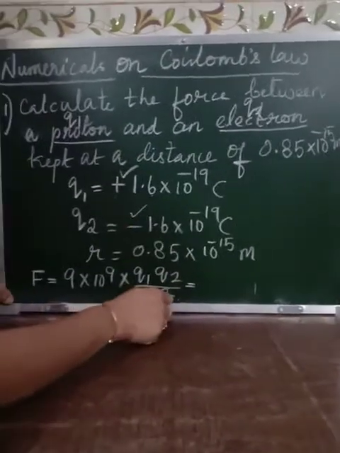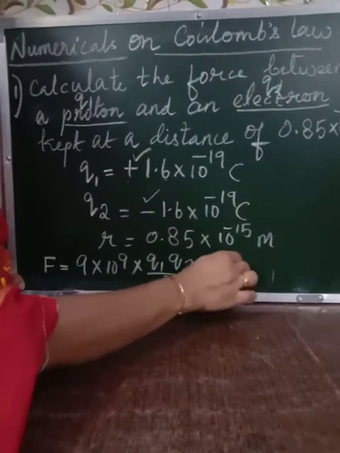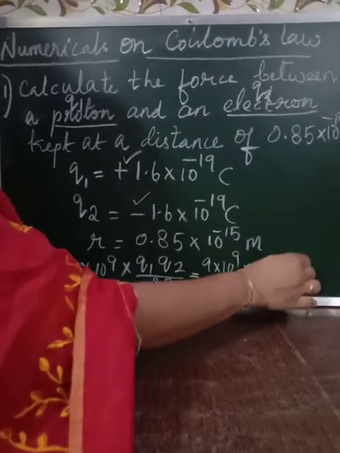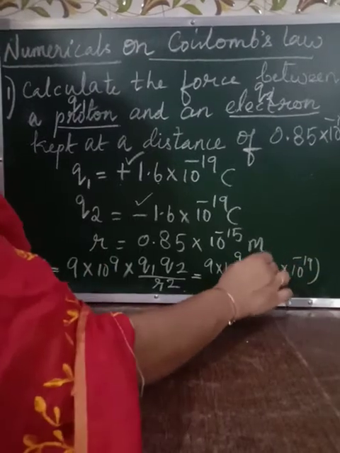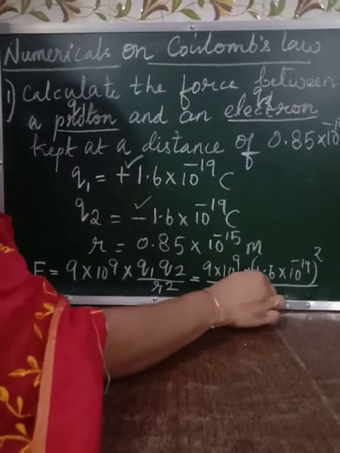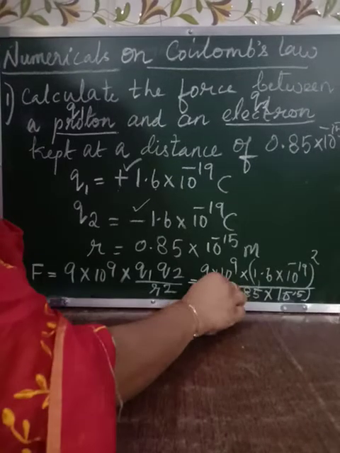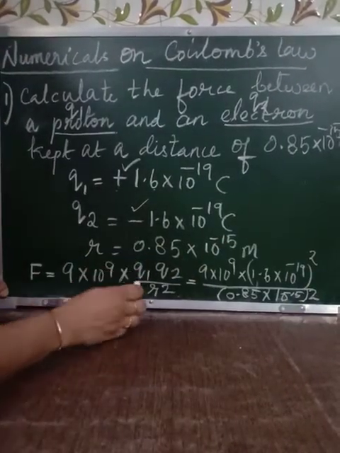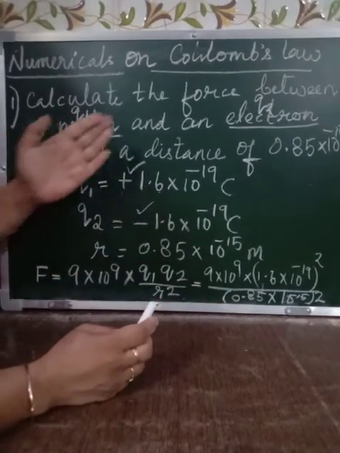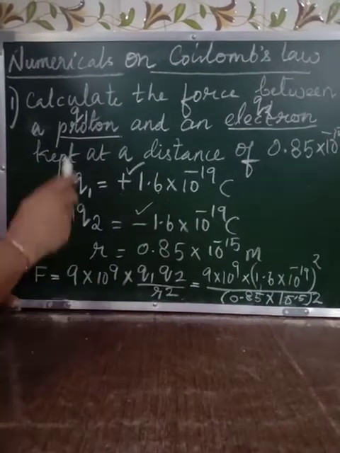So we can put these values and calculate it. Put the value 9 into 10 raised to 9. We will substitute the values in the place of Q1 and Q2: 1.6 into 10 raised to minus 19 whole square, divided by R square, that means 0.85 into 10 raised to minus 15 whole square, because R square is there. So you will get the answer of the force existing between two charged bodies. This is one question that can be asked on this basis.